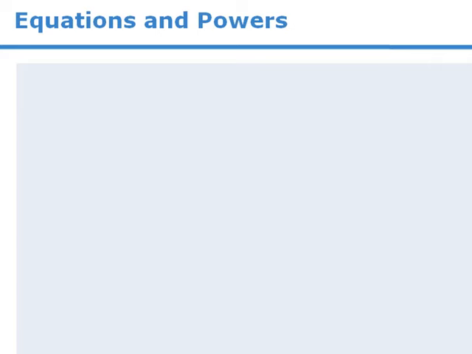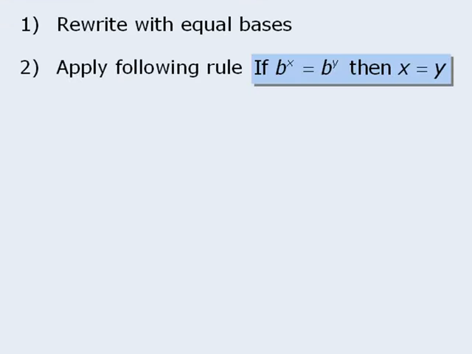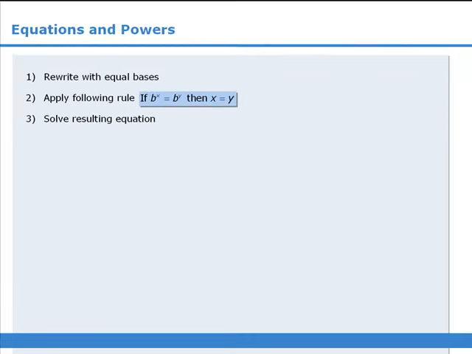Okay, let's summarize. In this lesson, we learned how to solve equations with variables in the exponents. First, we rewrite the equation so that both sides have equal bases. Then we apply the following rule that says the exponents must be equal. And finally, we solve the resulting equation. And there you have it.